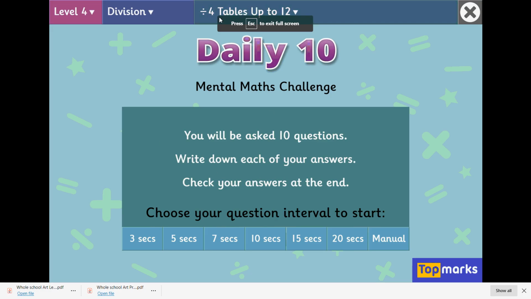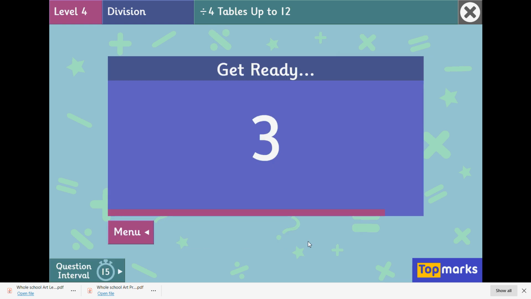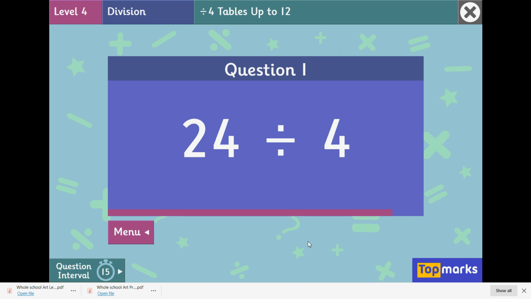So we are dividing by 4. So you're going to be using your 4 times table to help you, and I'm going to give you 15 seconds per question. As soon as I press 15 seconds, we're going to have the first countdown. 24 divided by 4.